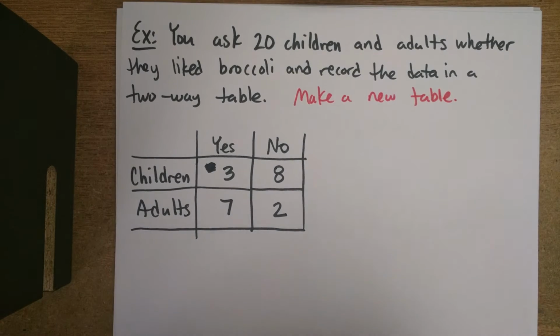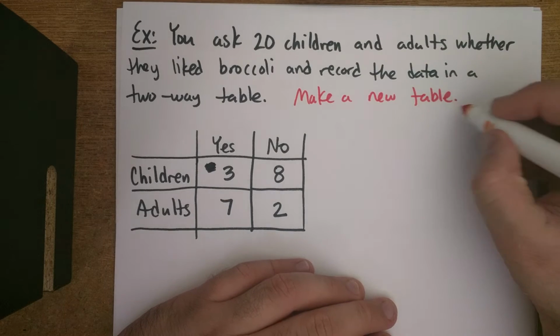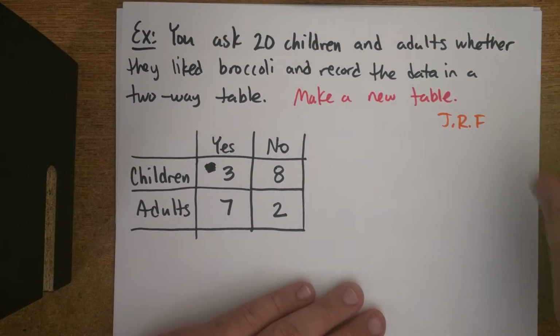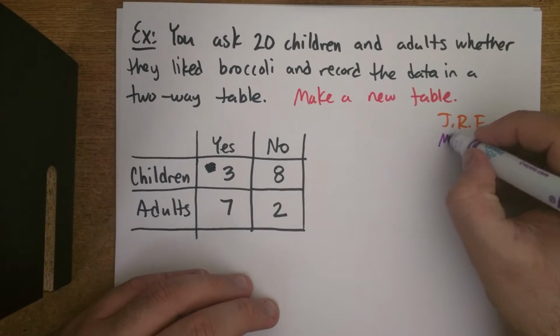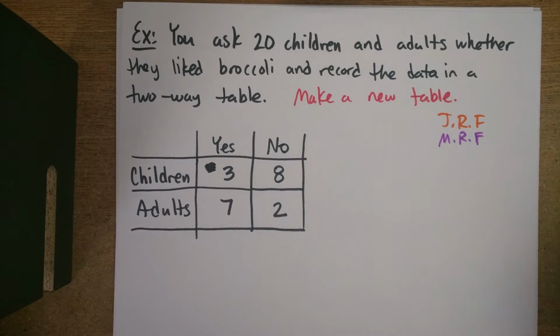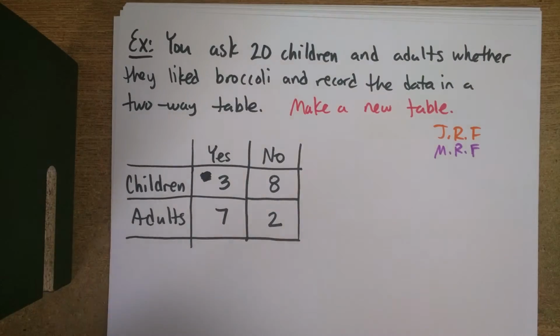I'm going to color code it, and I don't know if you want to do this in your notes or not. You don't have to. It's not required. But we're going to find the joint relative frequency and the marginal relative frequency. To help us keep track of which is which, I'm going to do the joint relative frequency in orange, and the marginal relative frequency in purple. So we're going to make a new table.